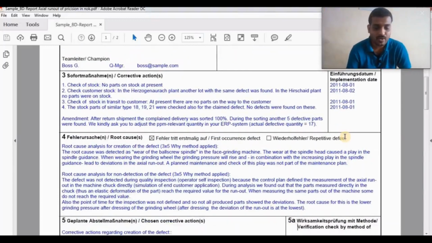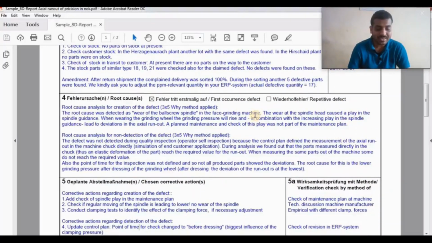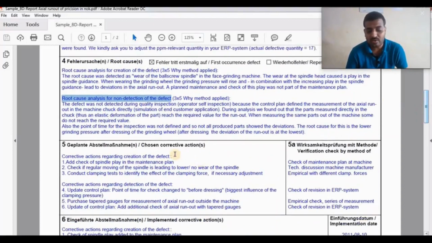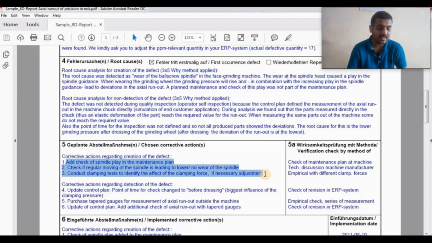Okay, so here you have to choose the corrective actions for creation of the defect as well as for detection of the defect. Okay, so here you can see they have chosen actions like add check of spindle play in maintenance. Okay, then check if regular moving of the spindle is leading to lower or no wear of the spindle. Okay, then conduct a clamping test to identify the effects of clamping force. If necessary, adjustment is to be done. In this way they have chosen the corrective actions.